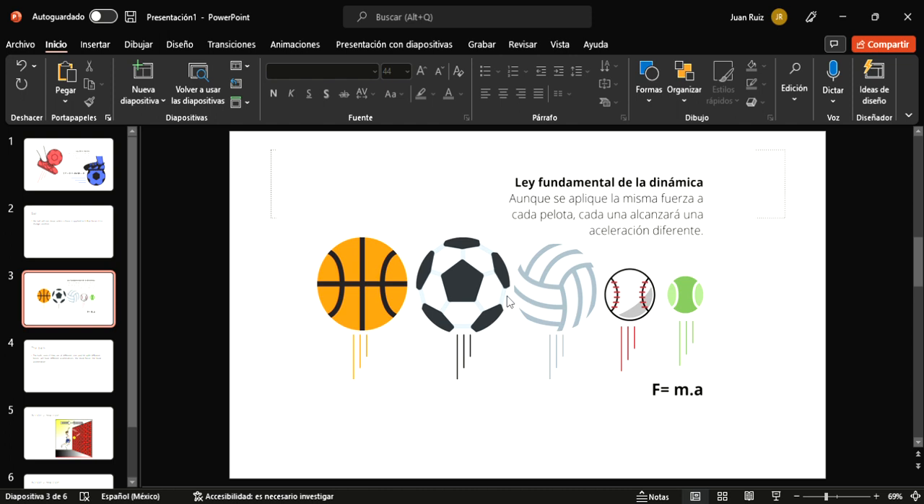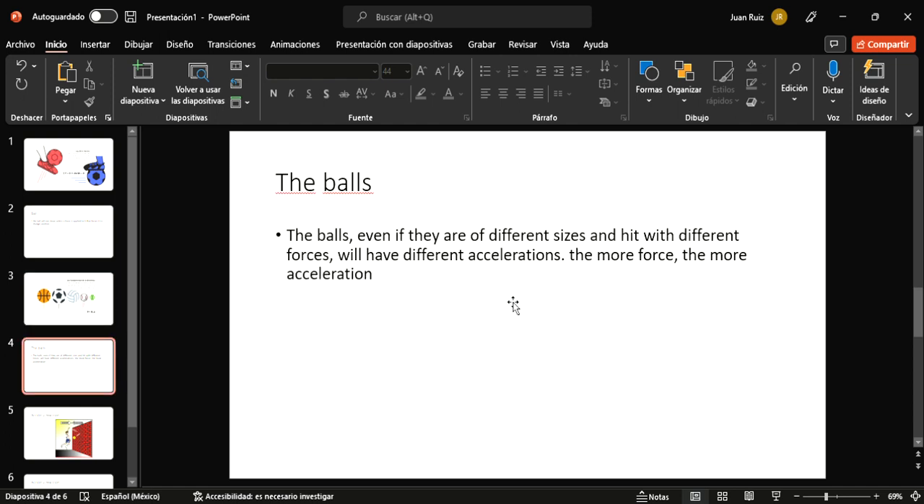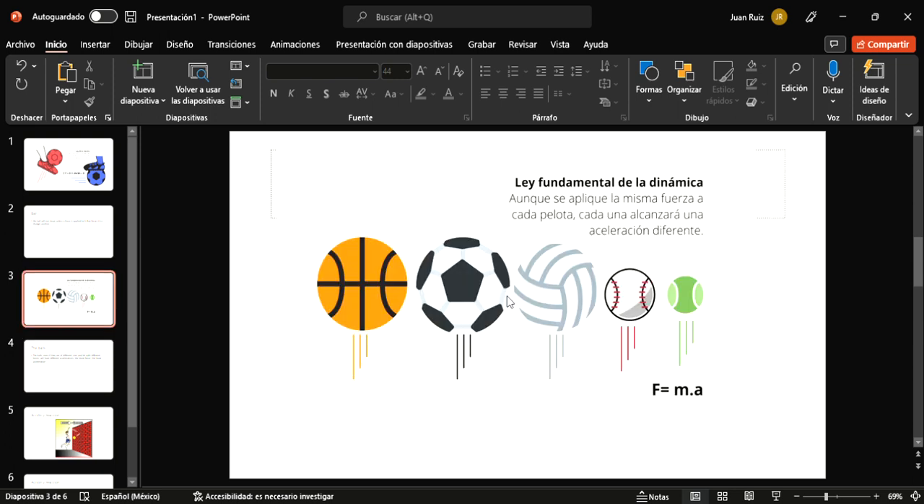Newton's second law, fundamental law of dynamics. The balls, even if they are of different size and carry different force, will have different acceleration: more force, more acceleration. The fundamental law of dynamics, Newton's second law, states that the net force that is applied to a body is proportional to the acceleration that it acquires in its trajectory.